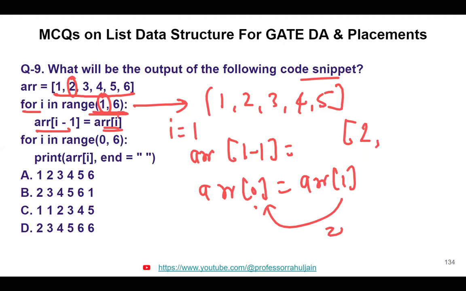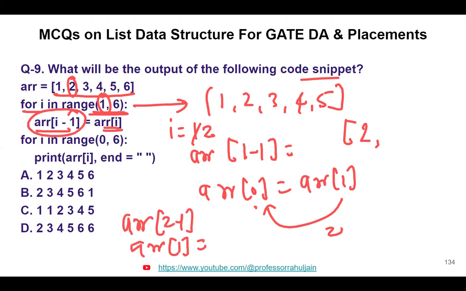After that, i will be increased. i is 2. So if i is 2, array[i-1] means array[2-1], that is array[1]. What am I assigning? array[i] is array[2], whatever index 2 has. Array[2] is 3. So I am assigning the value 3 to the first index. Ultimately, I am assigning 2 to here, 3 to here.